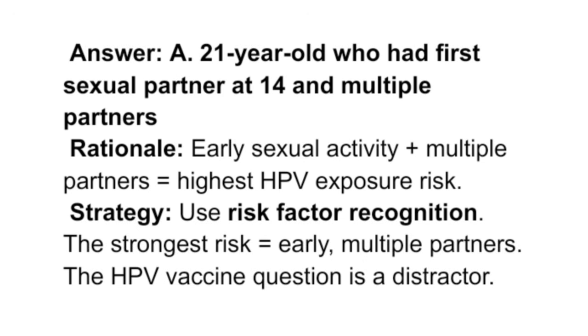Answer: A. 21-year-old who had first sexual partner at 14 and multiple partners. Rationale: early sexual activity plus multiple partners equals highest HPV exposure risk. Strategy: use risk factor recognition. The strongest risk equals early, multiple partners. The HPV vaccine question is a distractor.